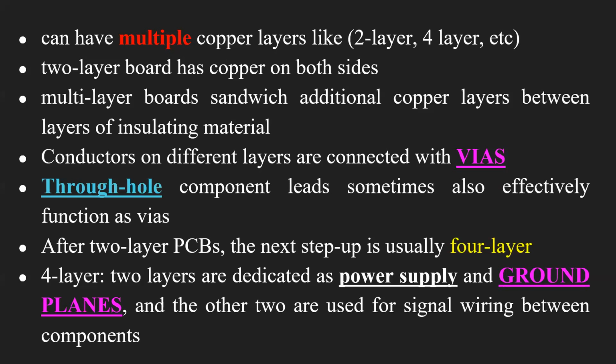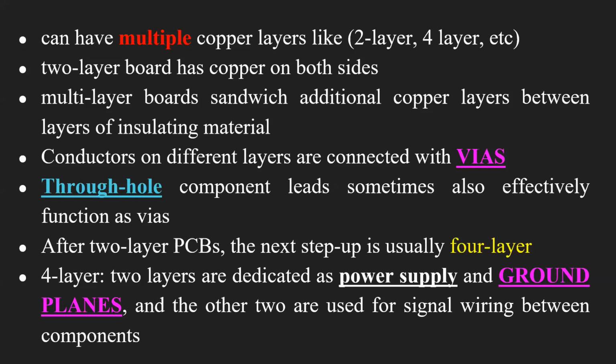After two-layered PCBs, the next step is usually 4 layers. After designing the 2 layers, the designer will design the 4-layer PCB if he or she wants to. So what does a 4-layer PCB consist of? 2 layers are dedicated to the power supply, like if you want to give the circuit board 3.3 volt, 5 volt, or 12 volt, depending upon the need of the manufacturer or the designer.